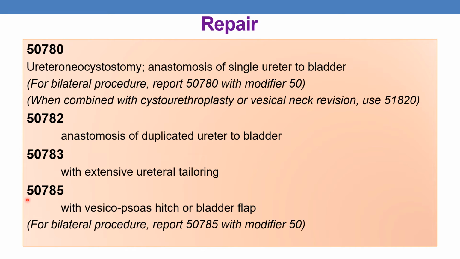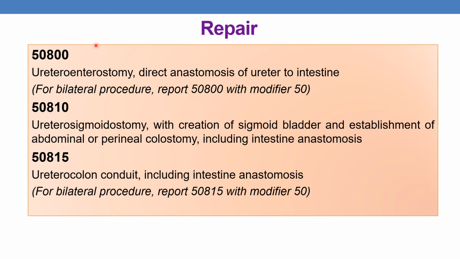The next is 50785. Ureteroneocystostomy with vesico psoas hitch or bladder flap. And for bilateral procedure, report 50785 with modifier 50. The next is 50800. Ureteroenterostomy, direct anastomosis of ureter to intestine. And for bilateral procedure, report 50800 with modifier 50.